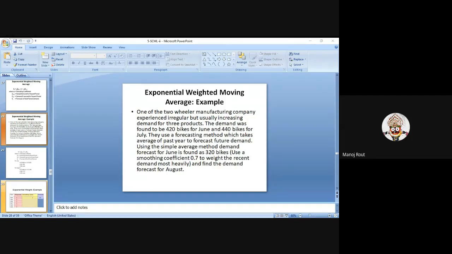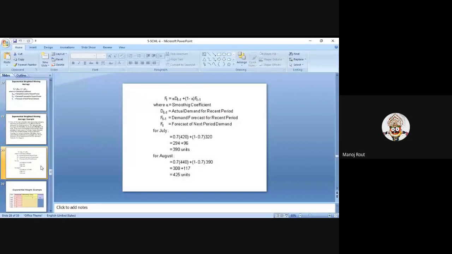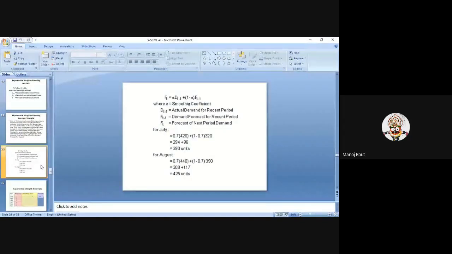Okay, I'll show the answer. Then we will proceed to another example. So this is the answer. If you go to the month of July, the previous data is 420, and 1 minus alpha, and your Ft-1, that is the demand forecast for the recent period, is given. Similarly, if you calculate this one, 390 units will be forecasted in the month of July.